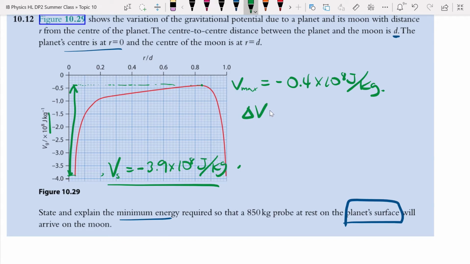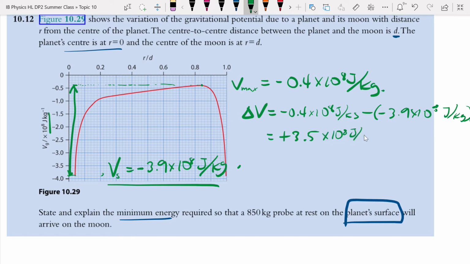The change in potential is final minus initial. Final, here, is negative 0.4 times 10 to the 8th joules per kilogram, minus the initial, where you start, negative 3.9 times 10 to the 8th joules per kilogram. So what is the change in potential? Well, positive 3.5 times 10 to the 8th joules per kilogram.